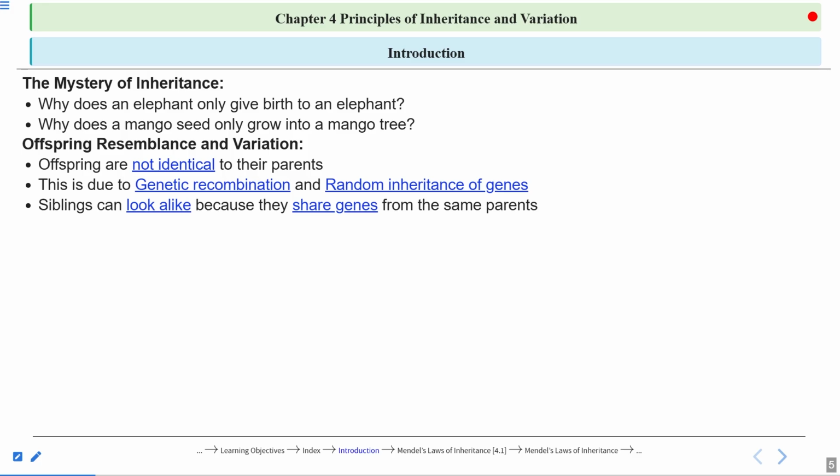Now, siblings can look alike. The siblings, the children, can look alike as well because they share genes from the same parents.